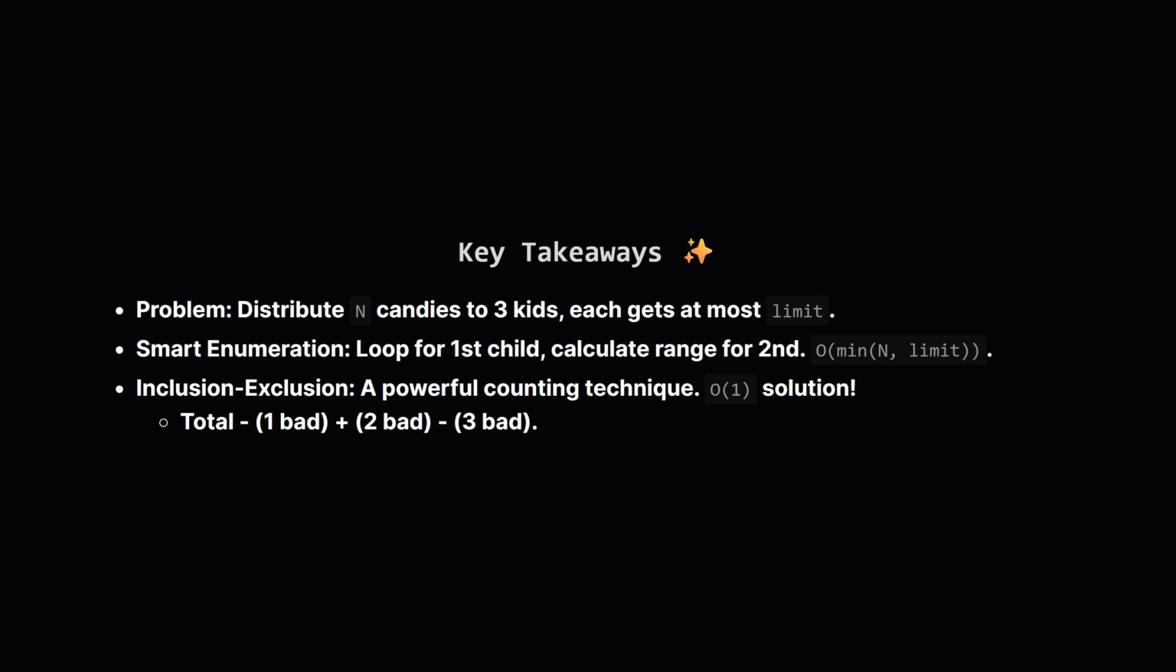So let's quickly recap. We wanted to distribute n candies to 3 children, with each child getting no more than limit candies. We saw a smart enumeration method that was pretty good, running in time proportional to min of n or limit. But the real star was the inclusion-exclusion principle. It allowed us to calculate the answer with just a few fixed steps, making it a constant time, or big O of 1, solution. We started with total ways, subtracted cases where one child broke the rule, added back cases where 2 children broke the rule, because we subtracted them too many times, and finally subtracted cases where all 3 broke the rule. It's a neat trick for these kinds of counting problems.